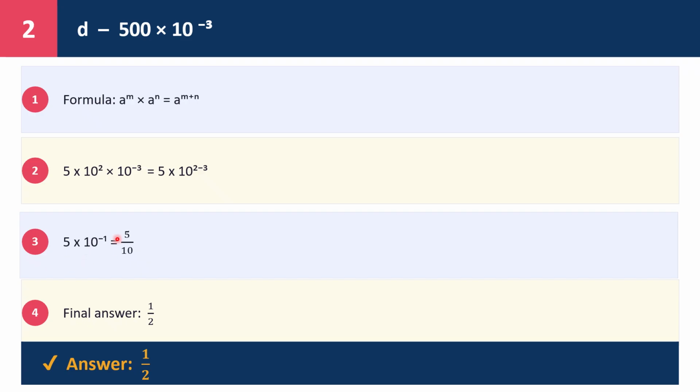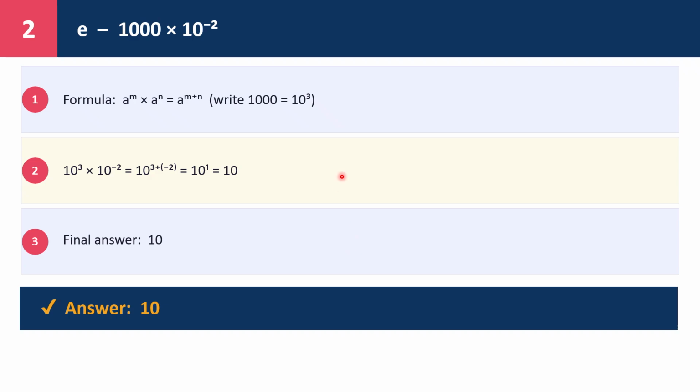So what is the reciprocal of 10 power minus 1? That is 1 by 10. So 5 by 10. We simplified this. That answer is 1 by 2. So our final answer is 1 by 2.